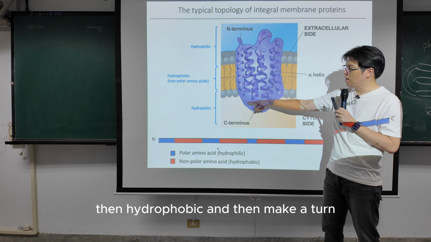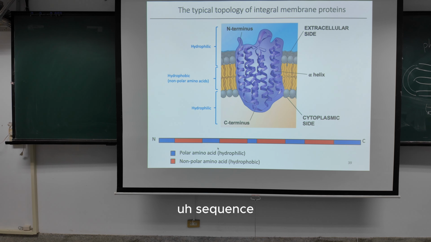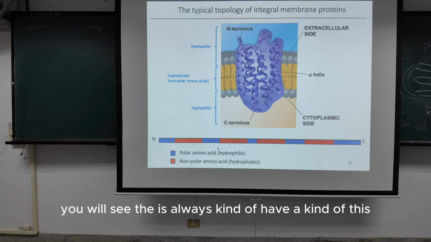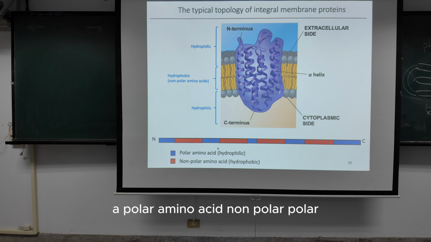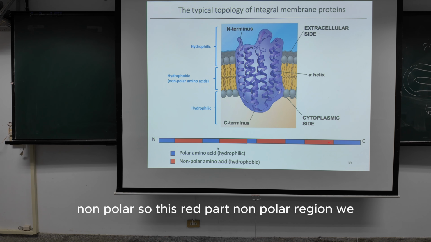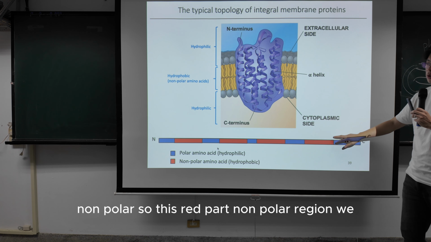So if you check their amino acid sequence, you will see that it always has a polar amino acid, non-polar, polar, non-polar, polar, non-polar. So this red part, the non-polar region, is more likely to assemble or integrate into the membrane part. We call this a transmembrane domain. Those transmembrane domains usually contain about 20 to 25 amino acids, as you can see here. This is an alpha helix, which is the typical secondary structure of the transmembrane domains.